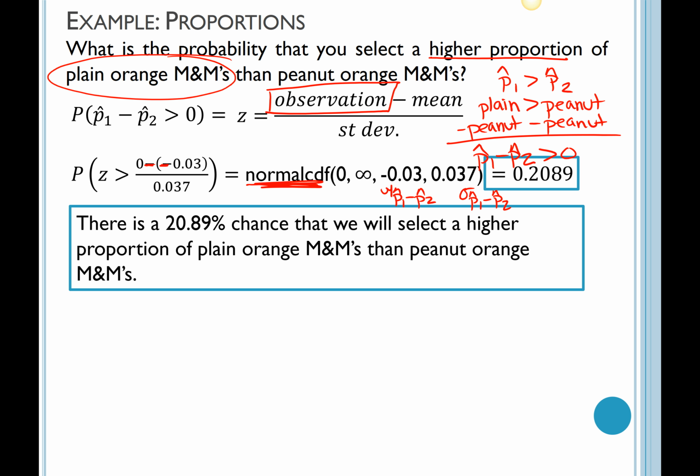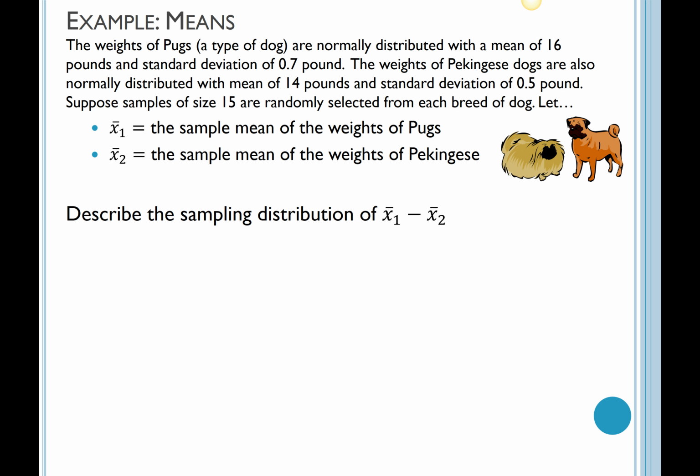Remember, it's more likely for us to get a higher proportion of orange peanut M&Ms, because we expect about 3% more on average in a randomly selected bag, due to that mean. Going to the means of a sampling distribution.